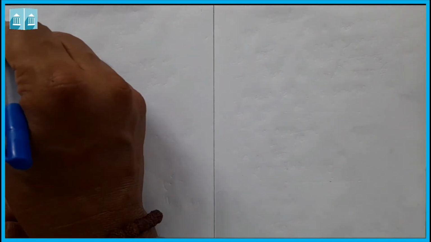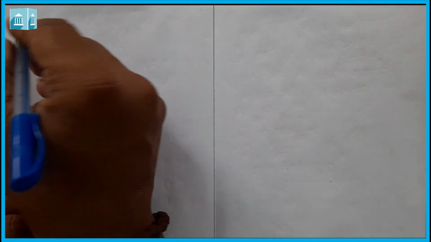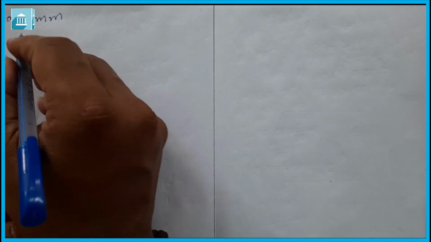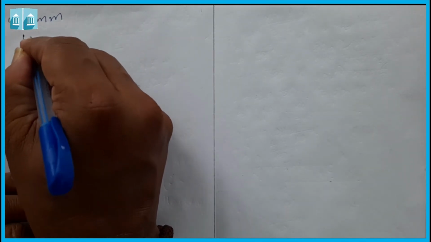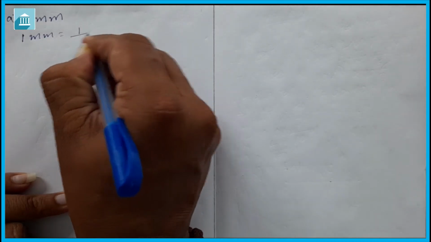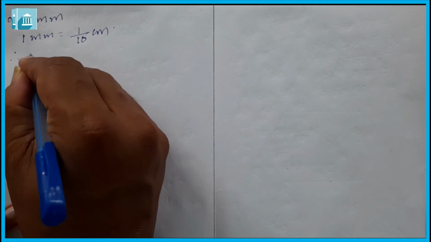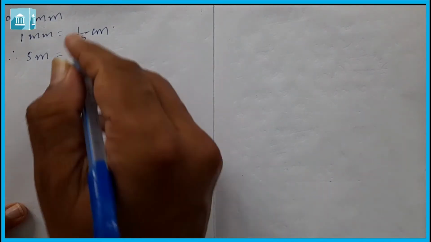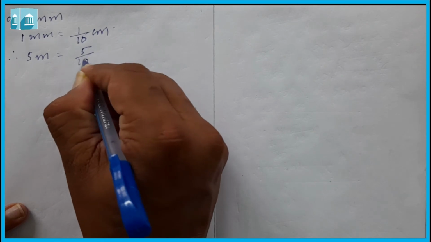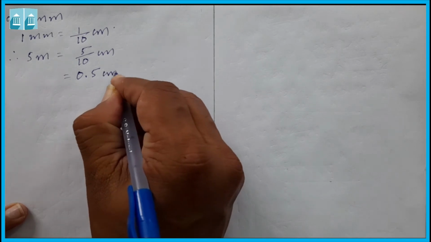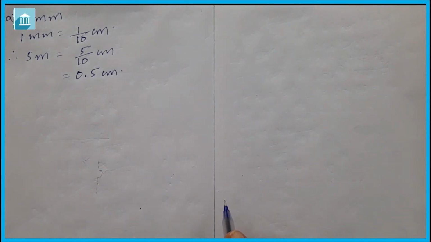Now let us see question number 3. In question number 3 it is given that express as centimeter using decimal. It is 5 mm given. Now we have to write it in centimeter. We know that 1 mm is equal to 1 upon 10 centimeter. So therefore 5 mm is equal to 5 upon 10 centimeter, which is equal to 0.5 centimeter. So in this way we can convert mm into centimeter.